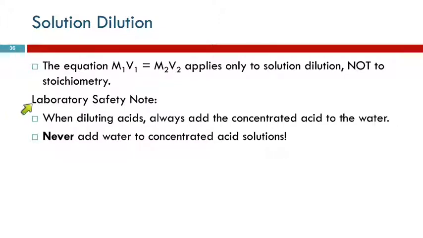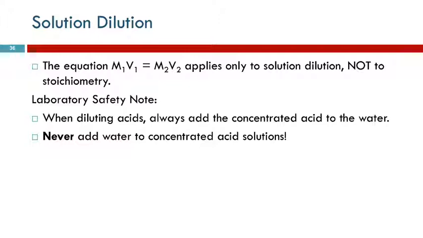And a laboratory safety note: when you're diluting acids, you always add the concentrated acid to the water, never the other way around, because adding water to concentrated acid generates a tremendous amount of heat and can cause it to erupt and splatter you, and acid burns are no fun to deal with. So never add water to concentrated acid solutions.